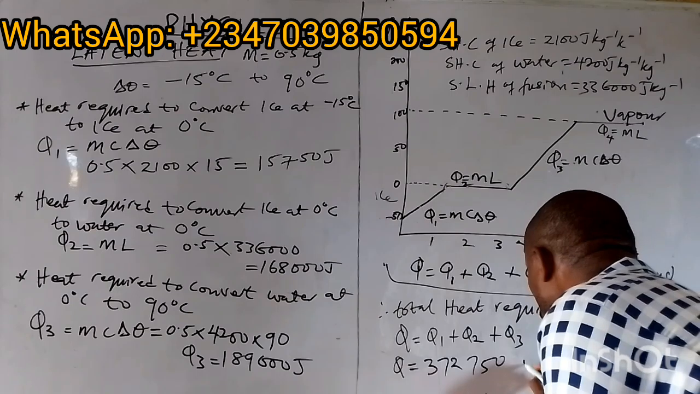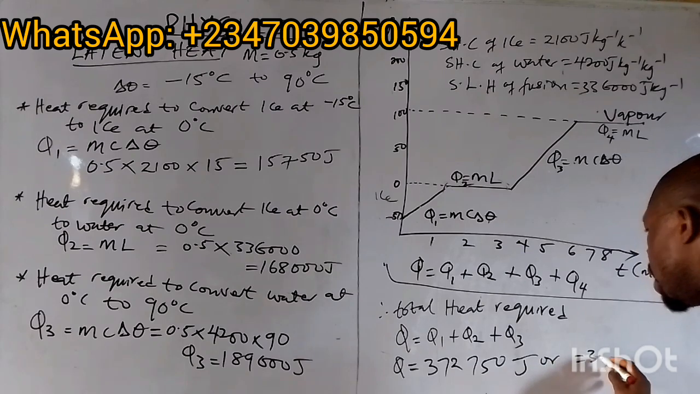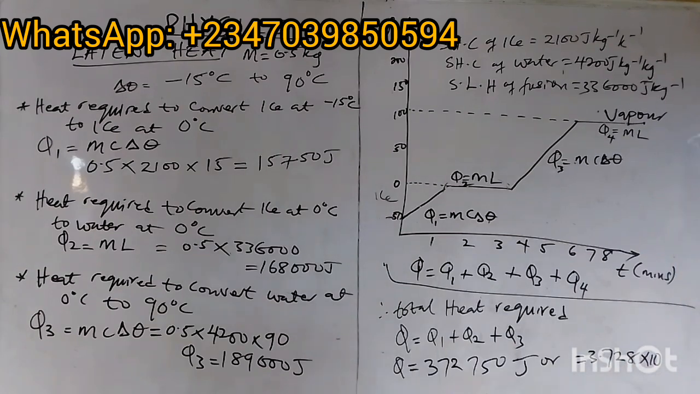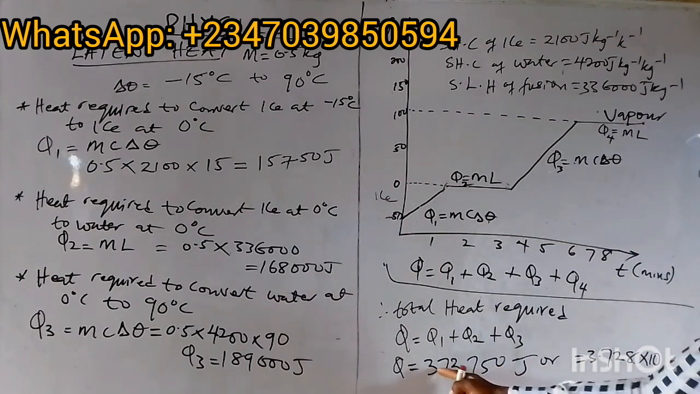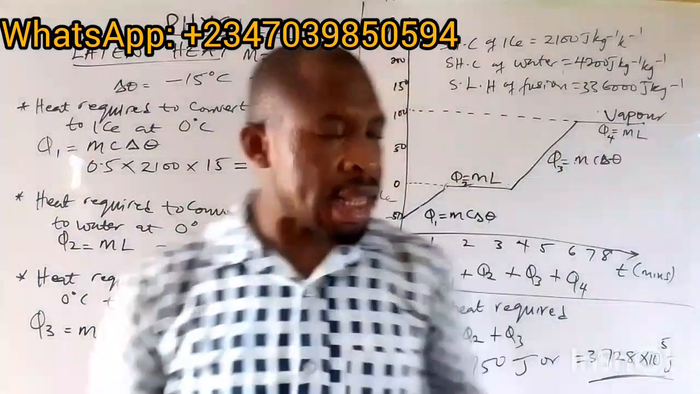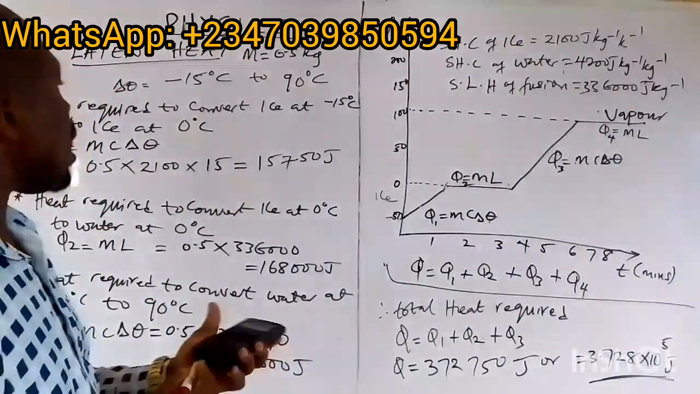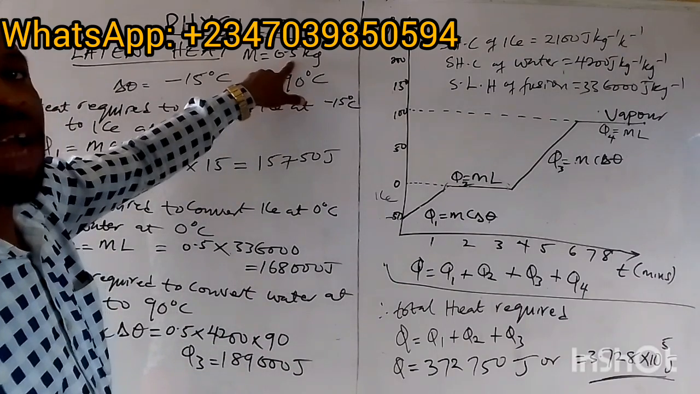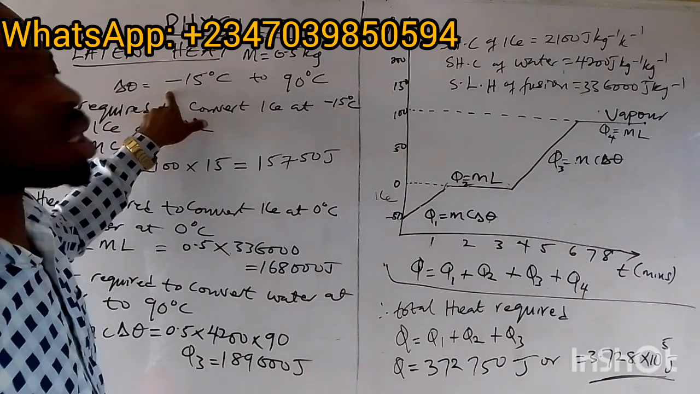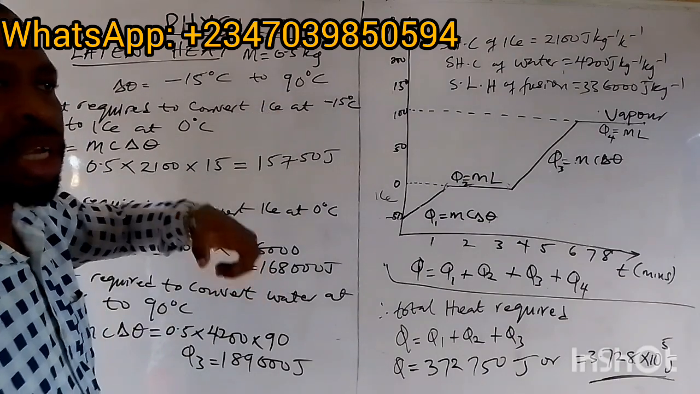Now, the total heat required to complete the process is 372,750 joules. Or you can say that Q is equal to 3.728 times 10 raised to power 5 joules. So this is the total heat required to convert ice of mass 0.5 kg at minus 15 degrees Celsius to water at 90 degrees Celsius.